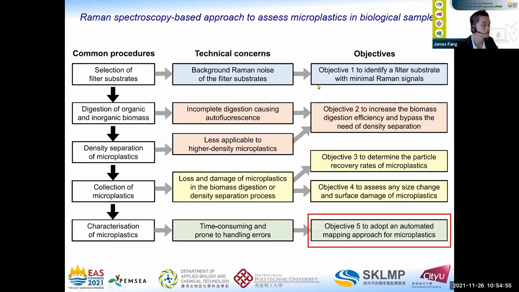Good. From the findings from objective 1 to objective 4, we have developed a method to extract and identify microplastic from biological samples, in this case, seafood samples. The last objective here is to develop an automated mapping approach for microplastic to improve the conventional approach, which is more time consuming and prone to handling errors.